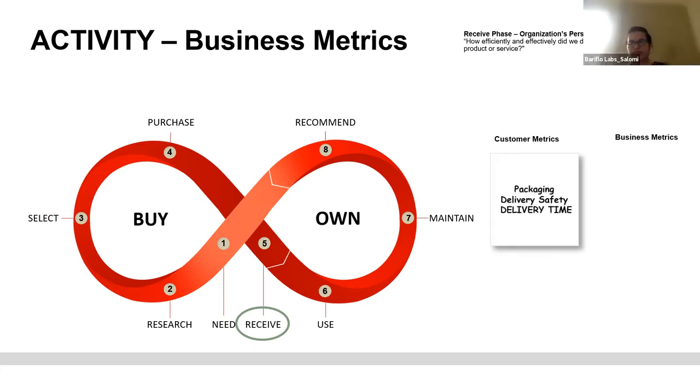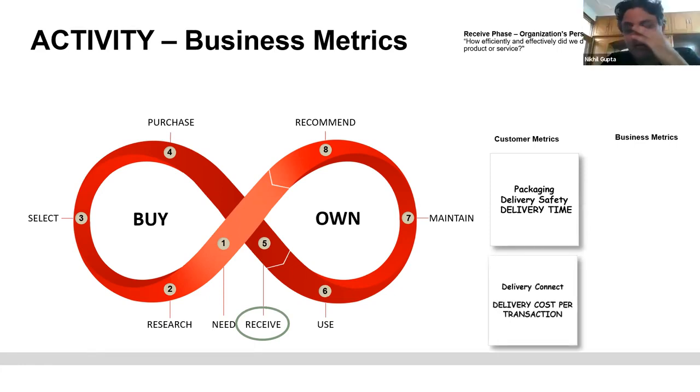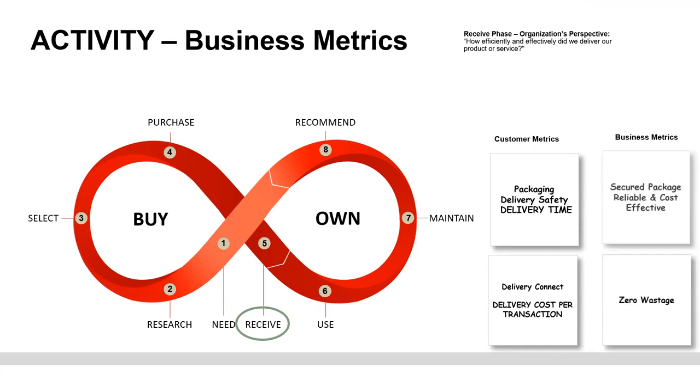Good. Time of ordering. Ease of delivery, minimum delivery time, then experience of delivery, delivery time, delivery safety, then delivery cost. Emotional connect, how emotionally you're connecting, a thank you card or whatever. I mean, just putting it as experience. What is the business metric? How many orders are getting delivered? What is the time in which they are getting delivered?